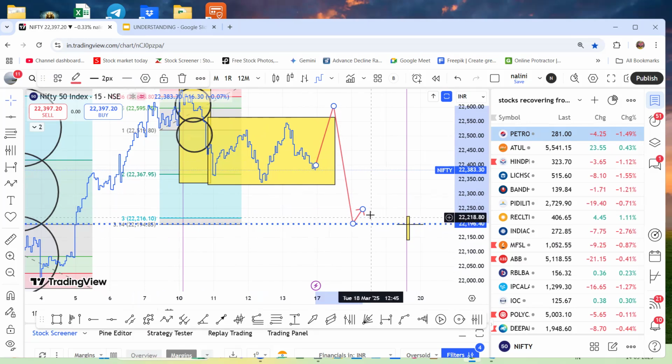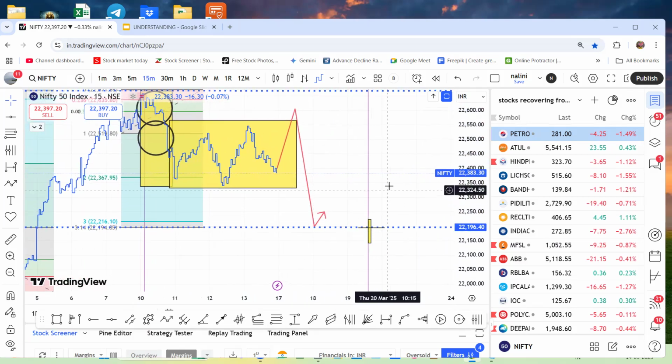Suppose if it fails, after squaring with time, it may make a rectangle. It may not immediately reverse, and a rectangle will be formed, a box, and whether that cycle is moving towards the upside, or this cycle is moving downside, the range will decide.